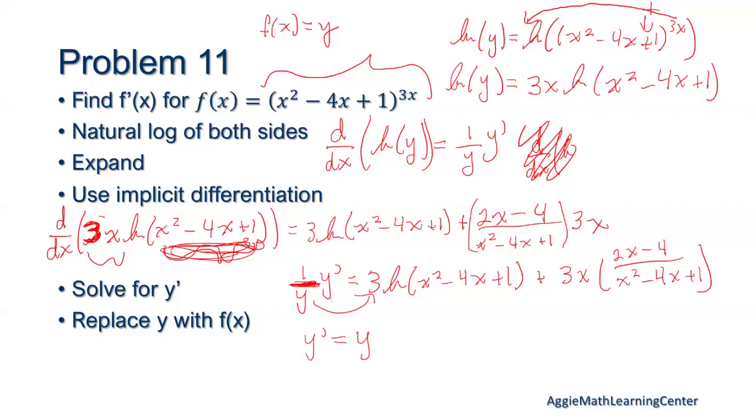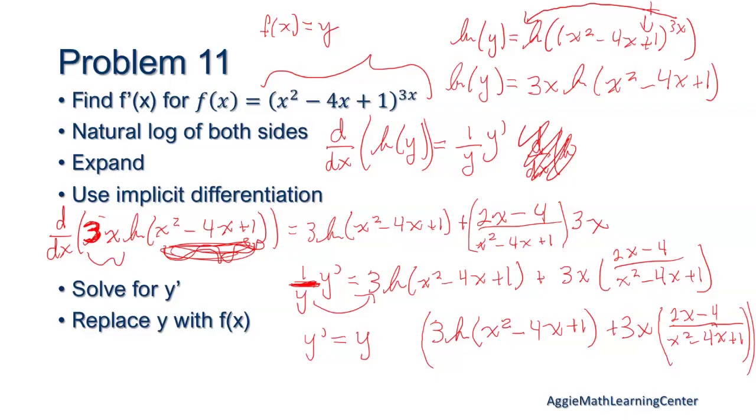I'm going to be sneaky. We're going to go like that. 3 natural log x squared minus 4x plus 1 plus 3x times (2x minus 4) over (x squared minus 4x plus 1). I should have probably put that 3x in there so I didn't have to write this out each time, but that's okay. It's been done. We're gonna factor out 3. Yeah, what Aiden's saying is we could also have factored out this 3, but it's done now.